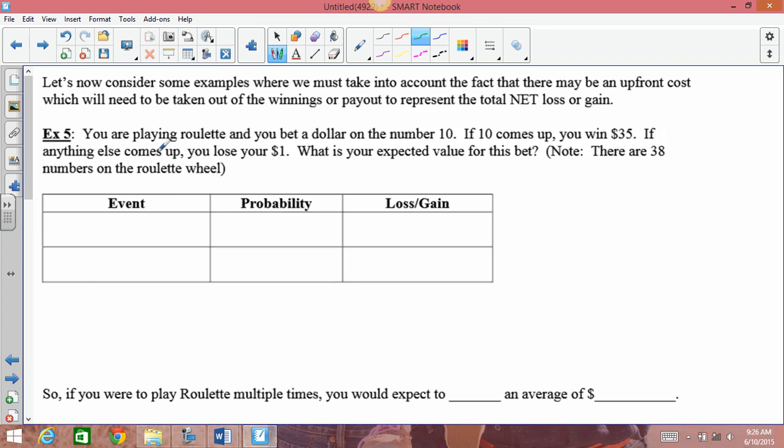In example 5, it says you're playing roulette and you bet $1 on the number 10. If 10 comes up, you win $35. If anything else comes up, you lose your dollar. We want to know your expected value for this bet. In case you didn't know, on a roulette wheel there are 38 numbers. So you can either get a 10 to come up, so I'll say my event, a 10 comes up, or anything else. So I'll just put here anything else.